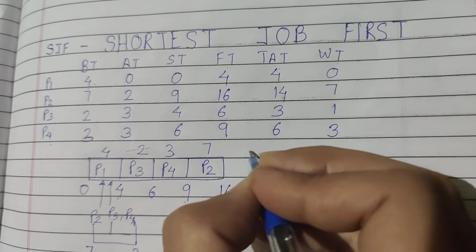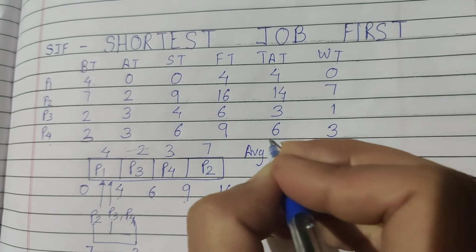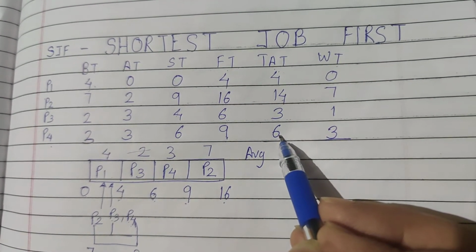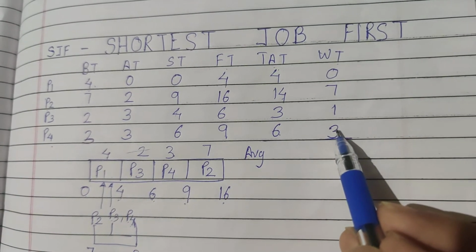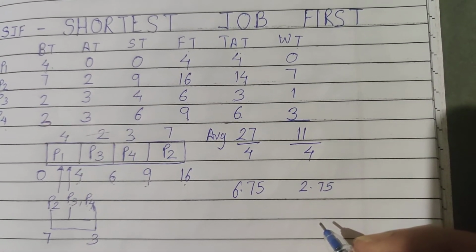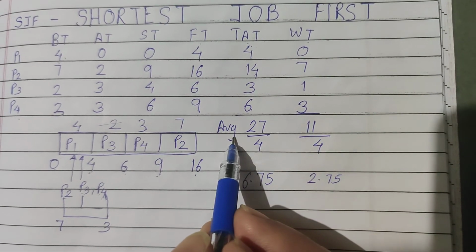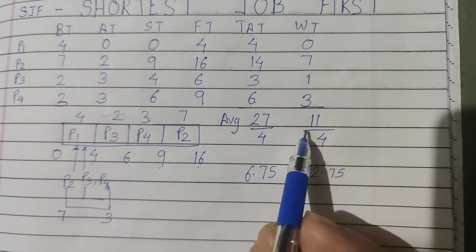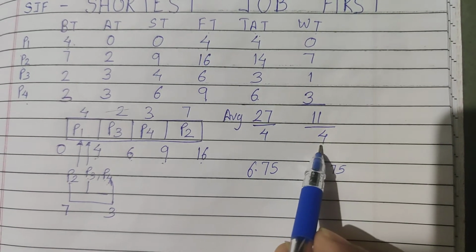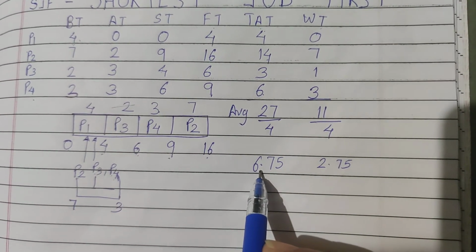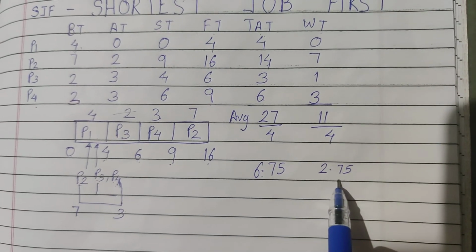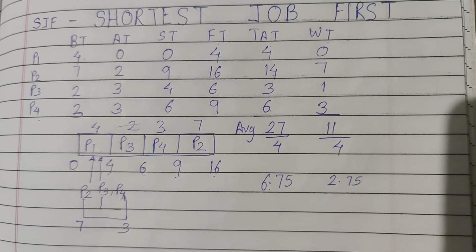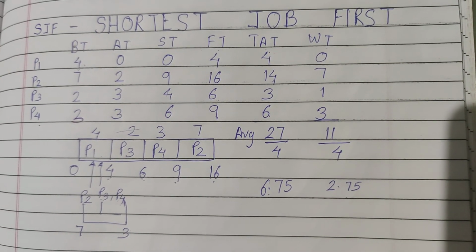Then we have to calculate the average turnaround time and average waiting time. We add all the turnaround times and all the waiting times. So the average turnaround time will be the sum of all these, that is 27 by 4, and the waiting time is 11 by 4. So the average turnaround time is 6.75 and the average waiting time is 2.75. So here we complete the shortest job first algorithm.